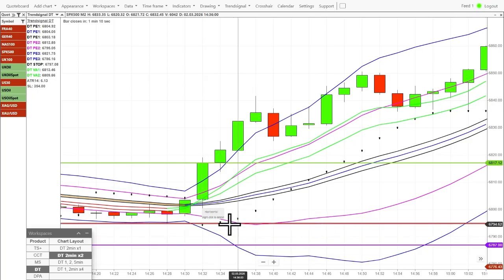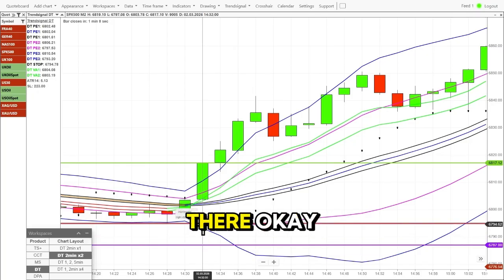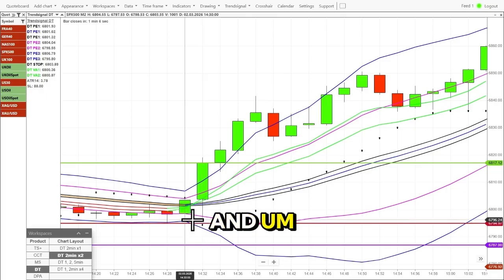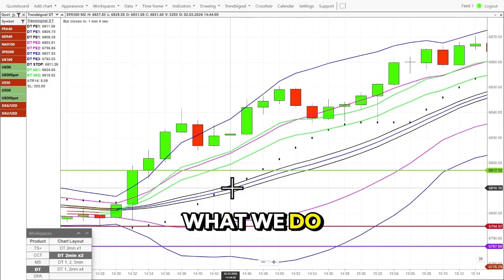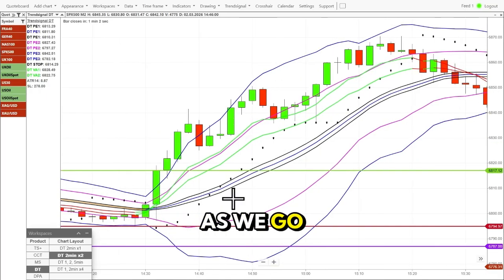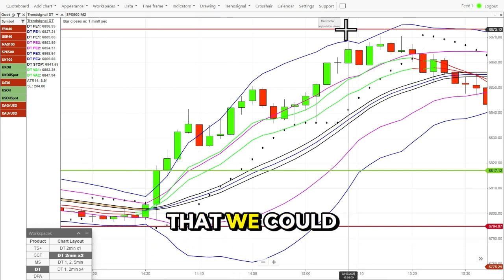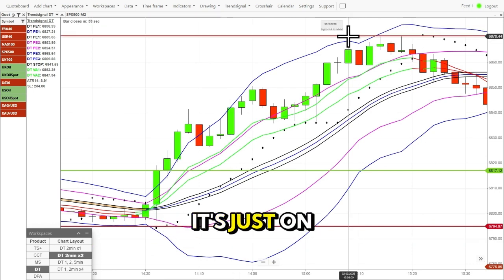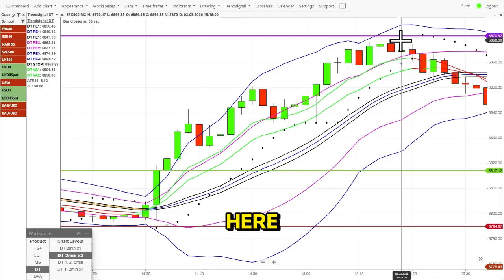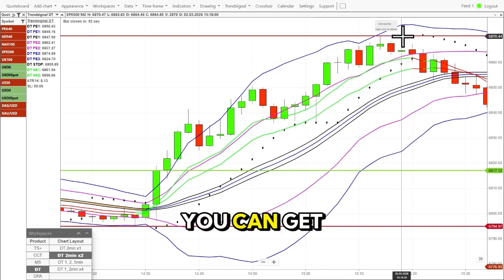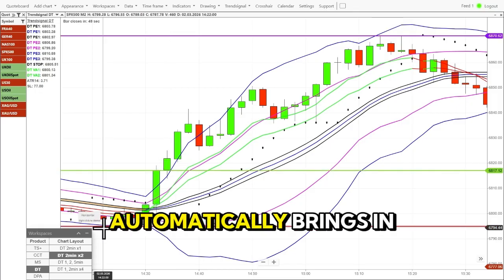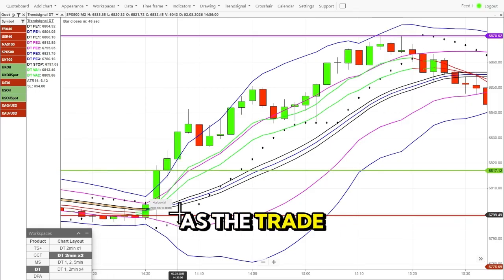So our stop loss comes in at the top of that black arrow there. And what we do is we just trail this up as we go. So the best theoretical move that we could have taken from this is just on the top of this green candle here. Now, no one's going to take the exact top of this move, I will be clear. The idea, though, is you can get closer to that with training and practice using the tools. But the system automatically brings in your stop loss as the trade progresses.